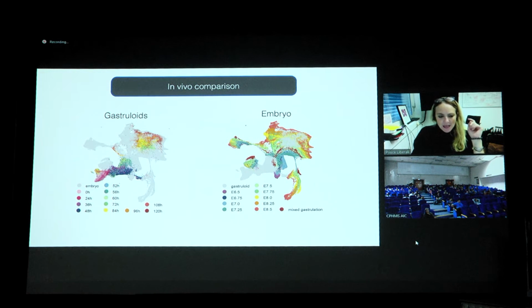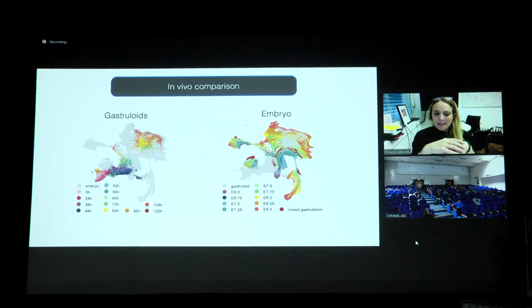However, if you see how they get there, this is 0, 24, and then at this point you have the Wnt pulse and you make the different cell types, while the embryo really goes more through a gastrulation type of structure. And probably the differences in this behavior are also because the cells are differently spatially organized.